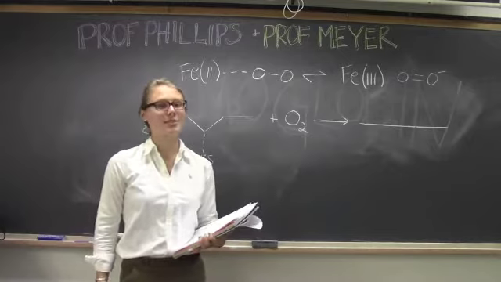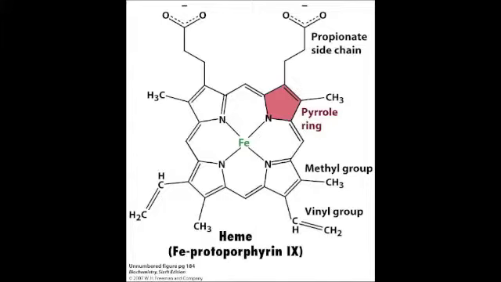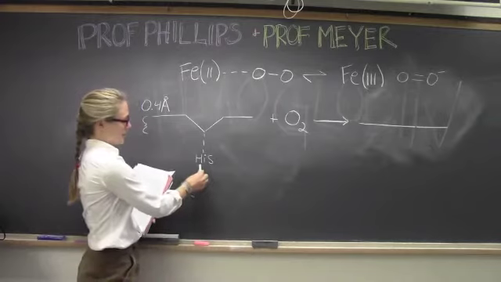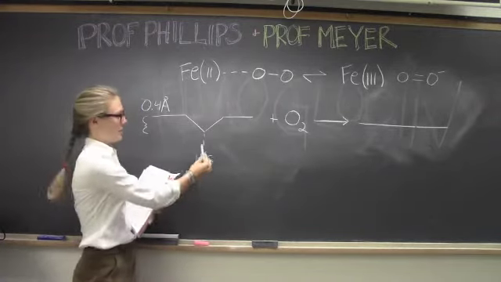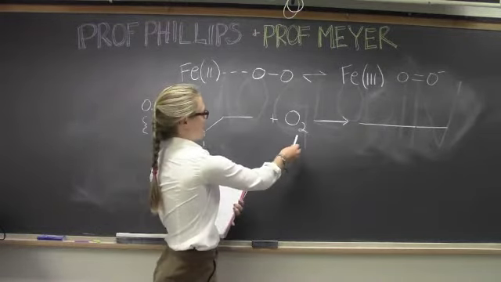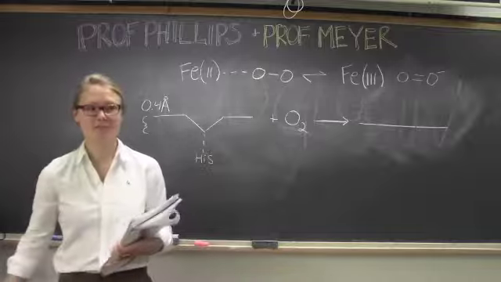Iron has octahedral coordination, which means there are 6 coordination sites. 4 are occupied by the pyrrole nitrogen atoms. And the 5th coordination site is the distal histidine, which is the imidazole ring that's pulling this iron down. And then the 6th site is available for oxygen, and that's what pulls it up and causes the conformational change.